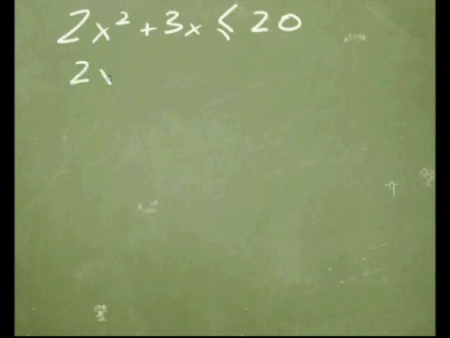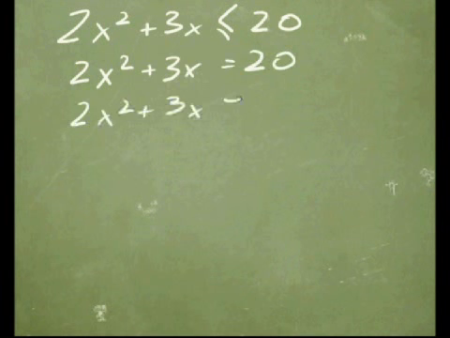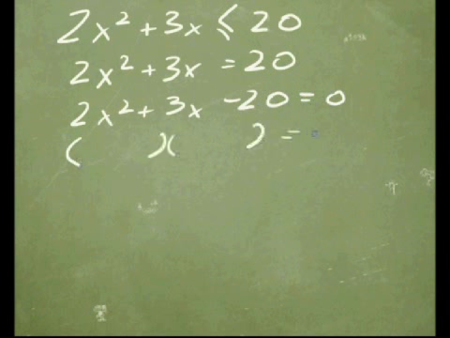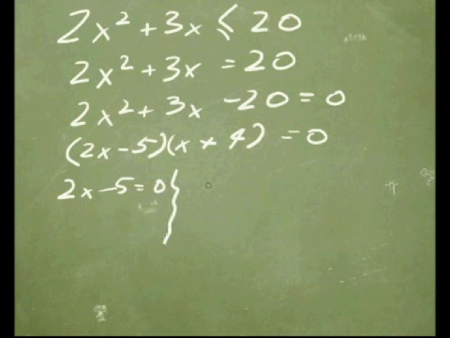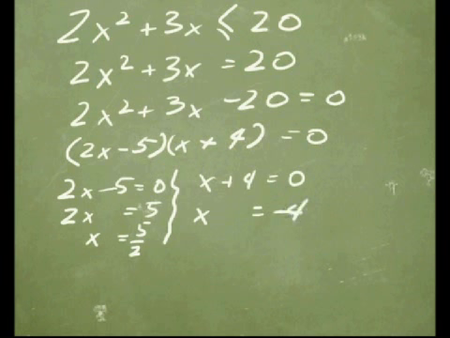So in order to solve this inequality, what I'm going to do is try to solve the equivalent quadratic equation. Subtract 20 from both sides. In this case, I'm going to factor it. I'm going to get 2x minus 5 and x plus 4, which means the two solutions for my quadratic will be 5/2 and -4. All right, I'm going to look at this on the graph.